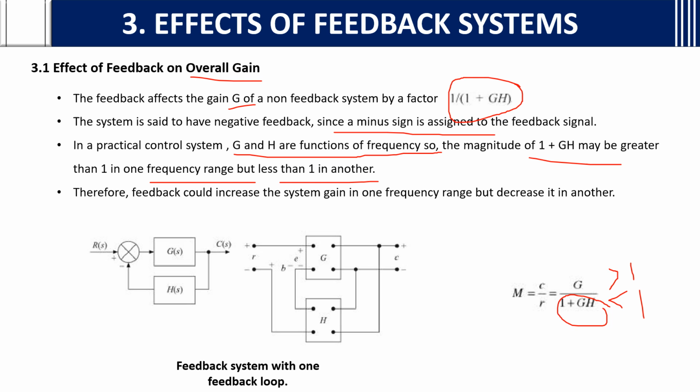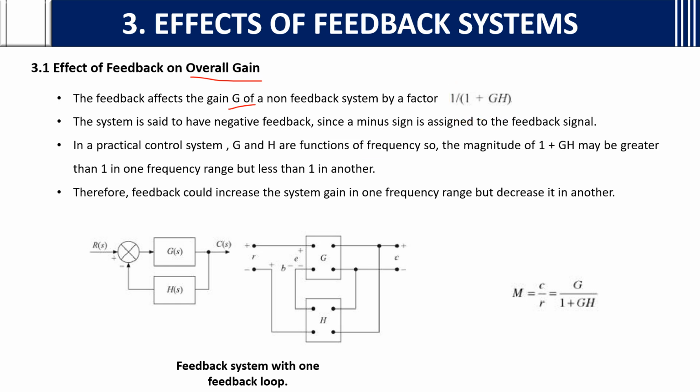So, the gain can be increased or decreased based on the value of 1 plus GH, whether it is greater than 1 or less than 1. This is the effect of feedback on gain.